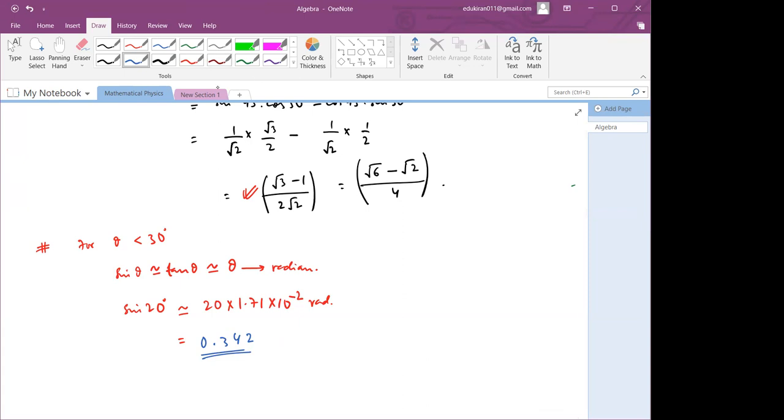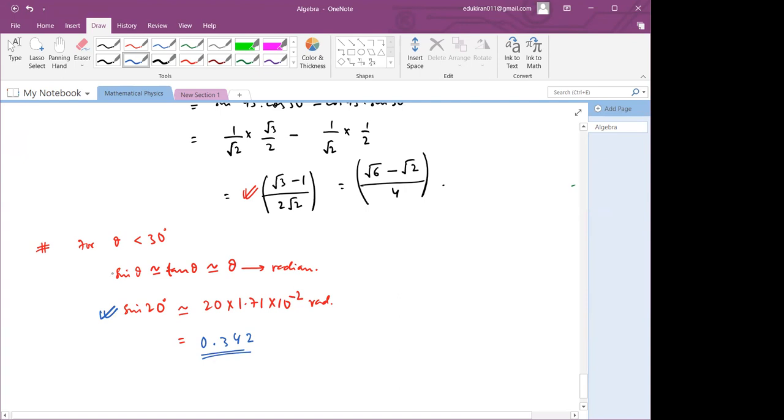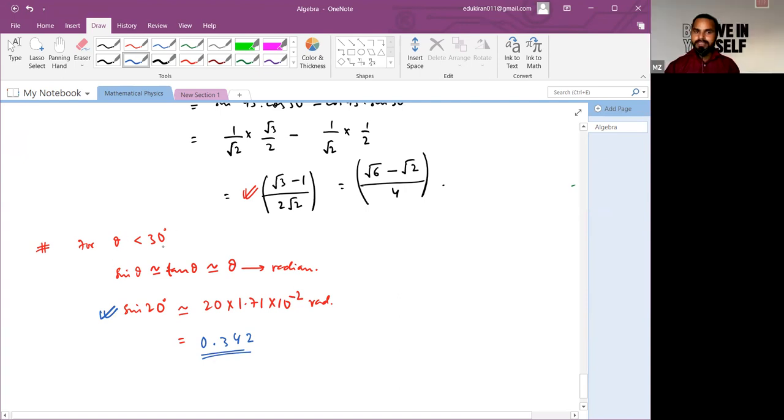You have to calculate sine of 20 degrees. So how will you solve it? If any angle is less than 30 degrees, then sine theta and tan theta would be equal to theta if theta is measured in radians. Then if I have to solve sine of 20 degrees, just write this angle in degrees and multiply it by 1.74 into 10 to the power minus 2.